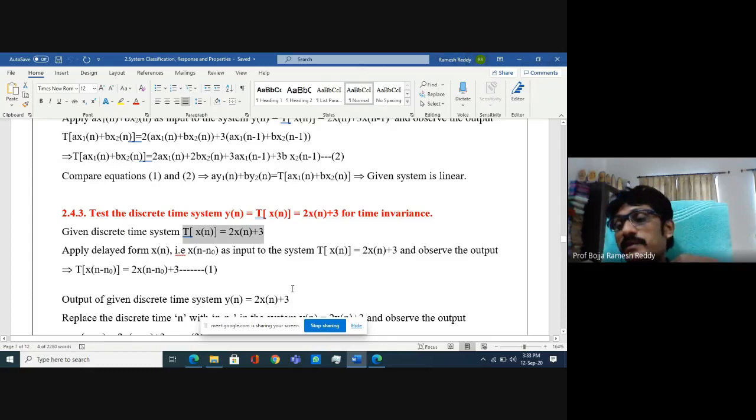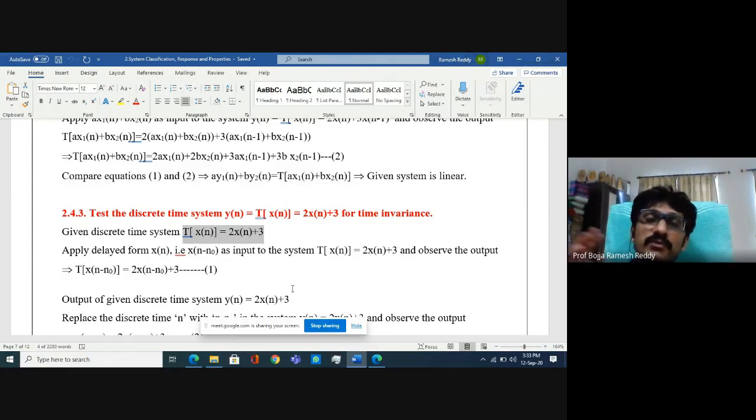What is time invariance? Apply the delayed form of x of n as input to the system and observe the output. If the input is delayed, check whether the output is delayed or not. If the output is delayed, then the system is called shift invariant. If the output is not delayed, or delayed by a different value, then the system is called time variant.